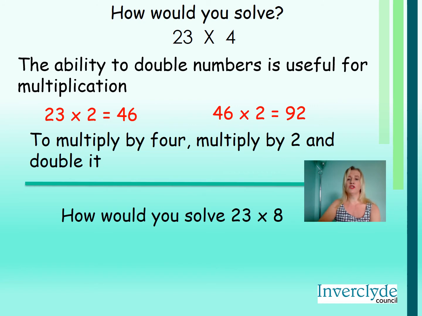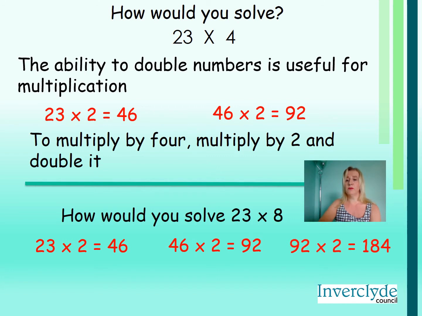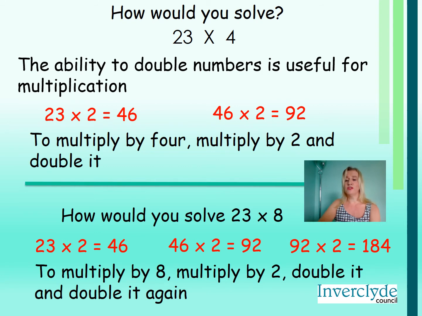So how would you solve 23 times 8 if we already know what 23 times 4 is? Have a think about that. We knew that 23 times 2 was 46. We knew that 46 times 2 was 92. And if we double 92, our answer would be 184. So the rule to multiply by 8 is to multiply by 2, double your answer, and double your answer again.